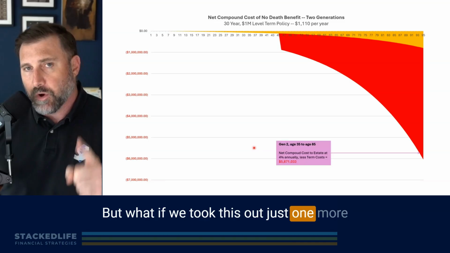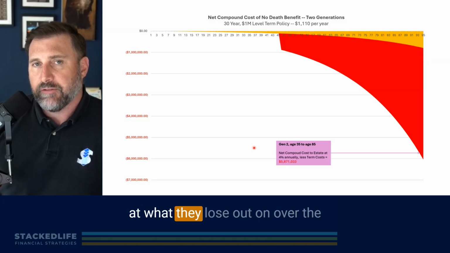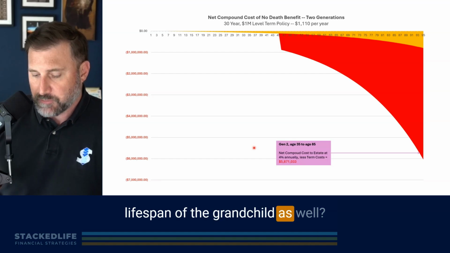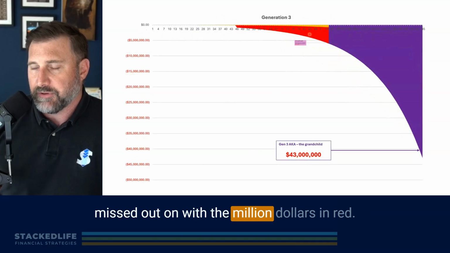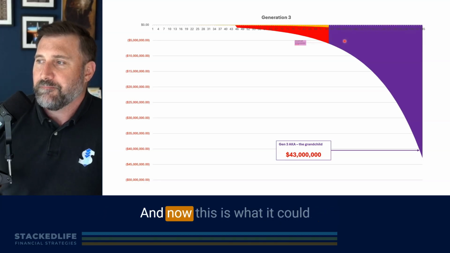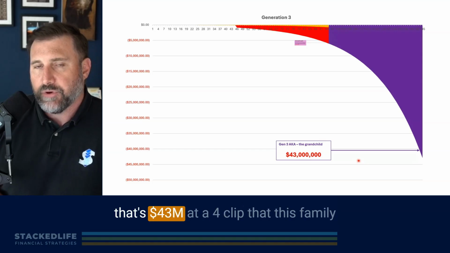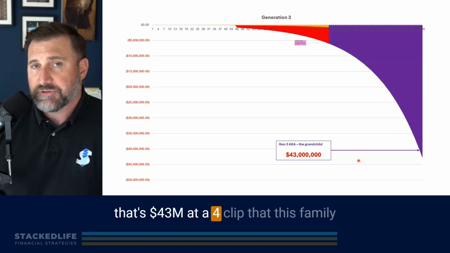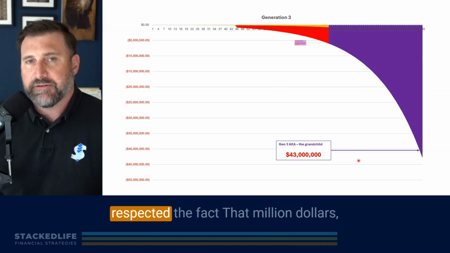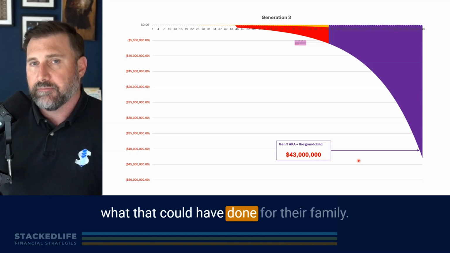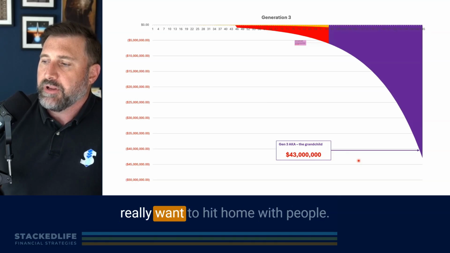But what if we took this out just one more generation and looked at the grandchild? What would happen if we looked at what they lose out on over the lifespan of the grandchild as well? And now we're looking at this. Here's the original slide and what we originally missed out on with the $1 million in red. And now this is what it could have grown to in purple. And so we go out 2 generations, and that's $43 million at a 4% clip that this family could have had in their life if they had just respected the fact of what that $1 million could have done for their family. And this is the kind of thing that I really want to hit home with people.